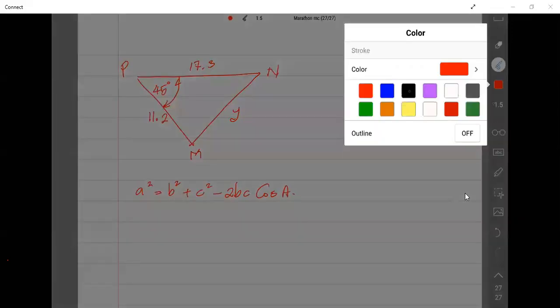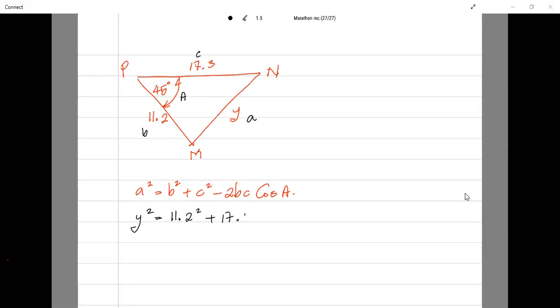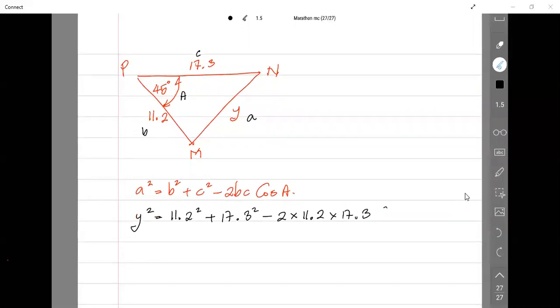Let's change the ink. From the formula, this is A. The inclusive angle is always A. The side that you want to find, that's letter A. This would be B, and this would be C. Put in the values, we have Y squared is equal to 11.2 squared plus 17.3 squared minus 2 times 11.2 times 17.3, sorry, not square, the cosine of 45 degrees.